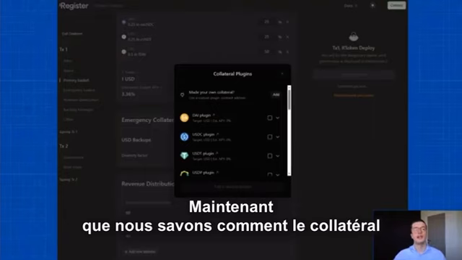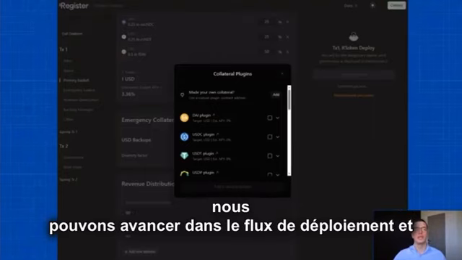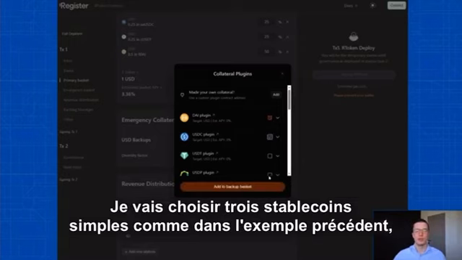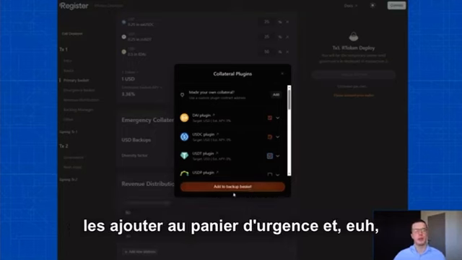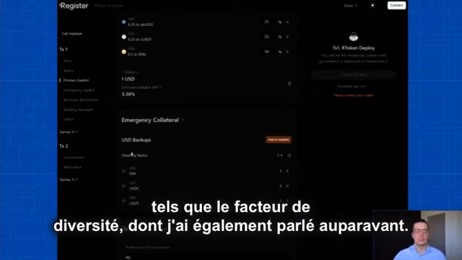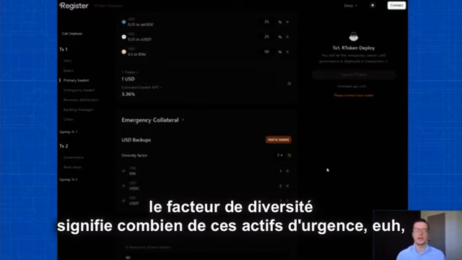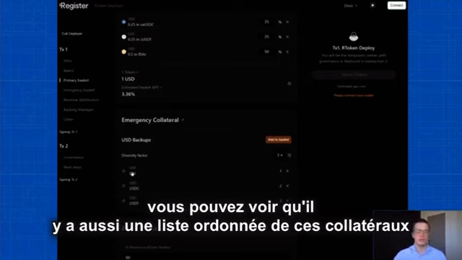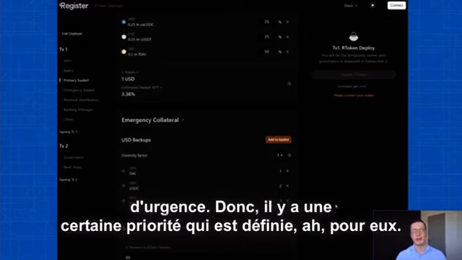Now that we know how the emergency collateral gets deployed for an RToken, we can go ahead in the deployment flow and select our emergency basket. I'm going to choose 3 simple stablecoins as in the example before, add them to the emergency basket, and you can see some extra fields appearing, such as the diversity factor, which I also talked about before. Again, the diversity factor means how many of these emergency assets we are going to use to replace the faulty collateral with, in the case of a default. You can see that there's also an ordered list of these emergency collaterals. So there's a certain priority that gets defined for them.